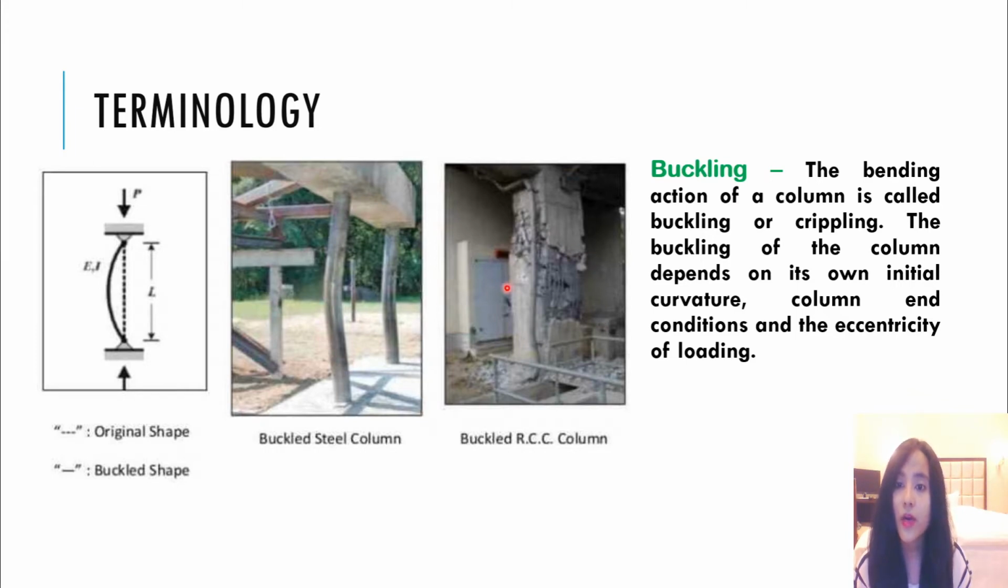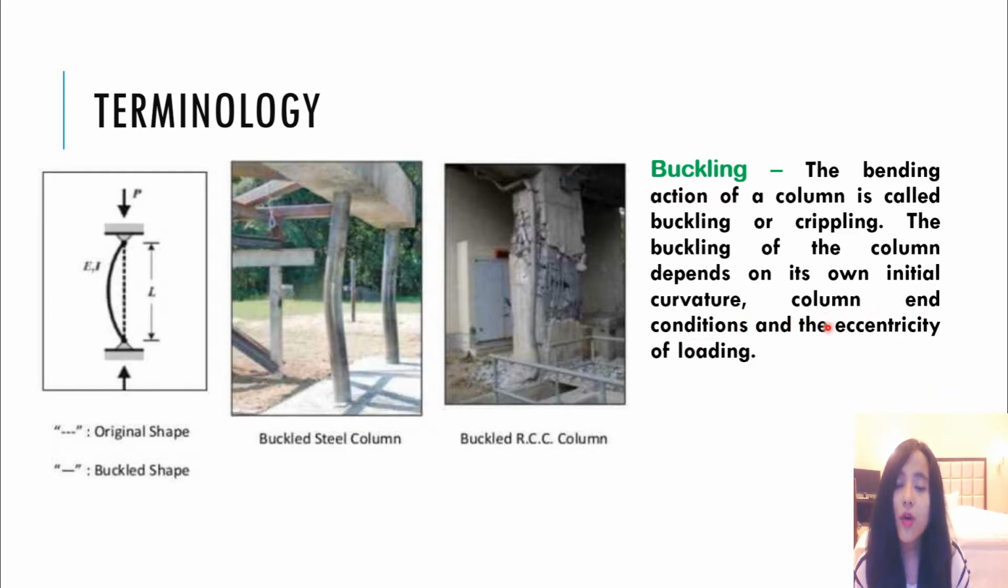यहाँ पर भी bending हुआ है, यहाँ पर भी bending हुआ है. So buckling is nothing but the bending action of a column, called buckling or crippling. इसको buckling भी बोलते हैं और इसको crippling भी बोलते हैं. The buckling of the column depends on its initial curvature, column end conditions, and eccentricity of loading. तो ये buckling किसके वजह से आते हैं? It depends upon three main factors: initial curvature, column end conditions, and eccentricity.